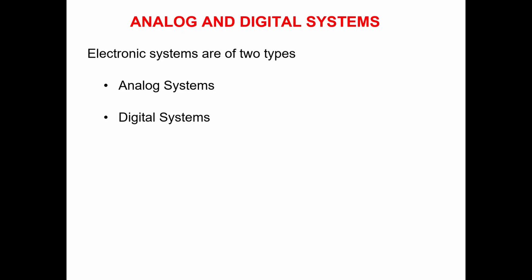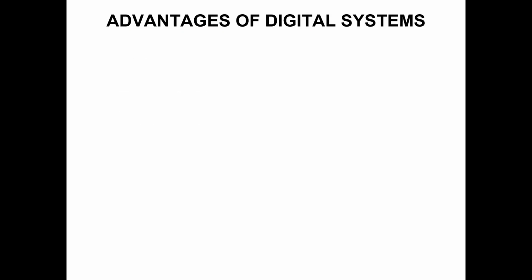Digital systems are used extensively in computation and data processing, control systems, communications, and measurement. Digital systems have a number of advantages over the analog systems. That is the main reason for the shift from analog to digital technology. Advantages of digital systems.